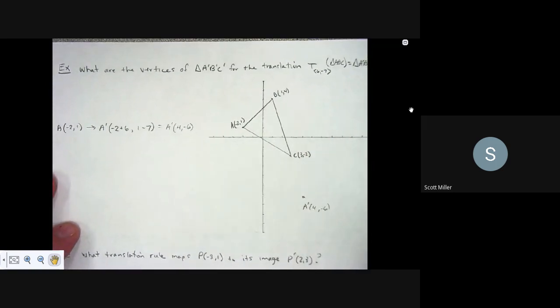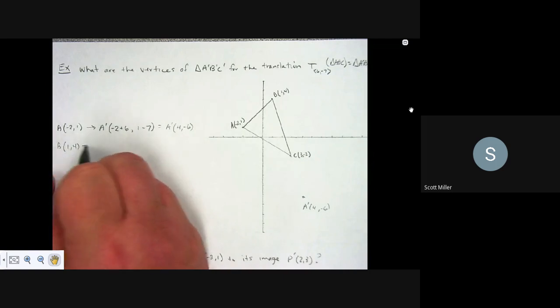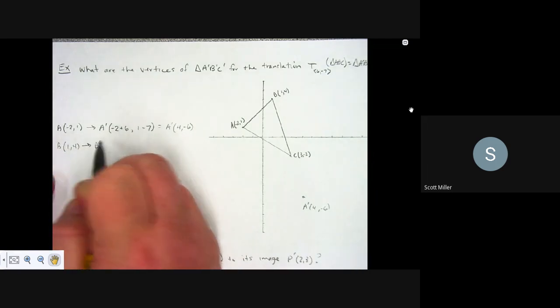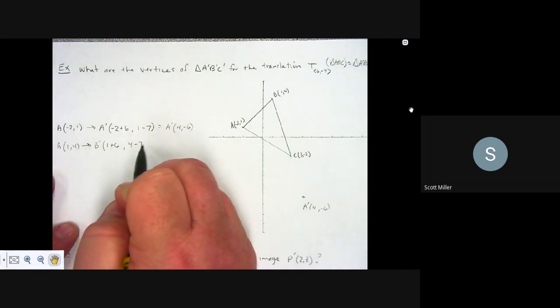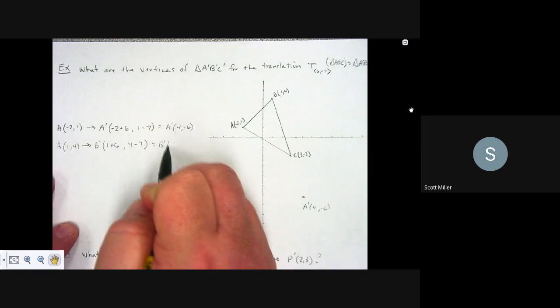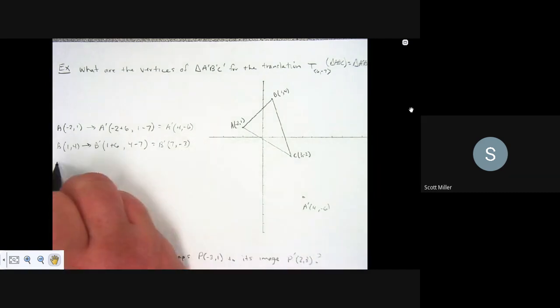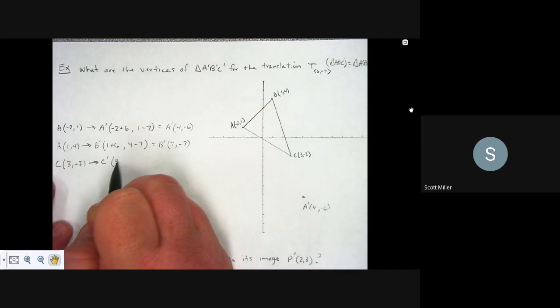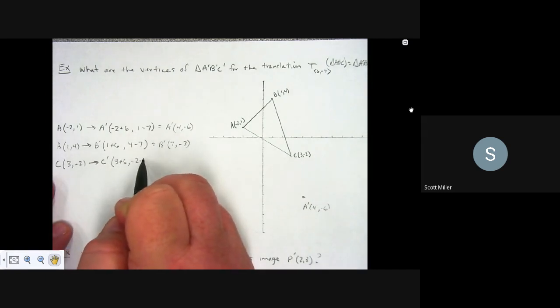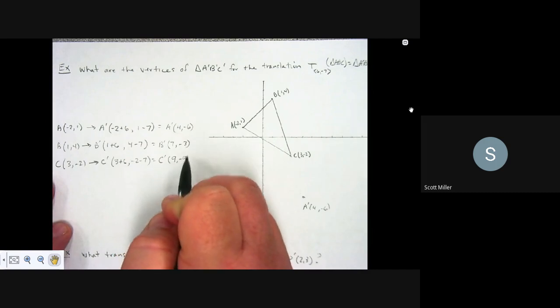I can do the same thing for all the points. So I can do it this way. I can start with 1, 4, and then B prime becomes 1 plus the 6 and 4 minus the 7, which gives me a new B prime of 7, -3. And we can do the C the same way, which started at 3, -2, and then gets translated as 3 plus 6 and -2 minus 7. And so C prime becomes 9, -9.